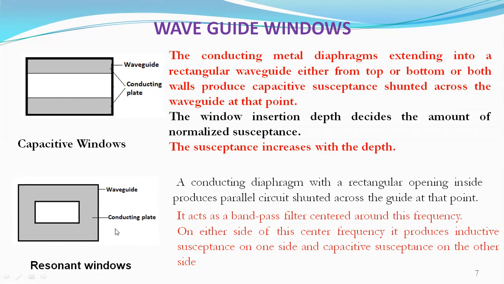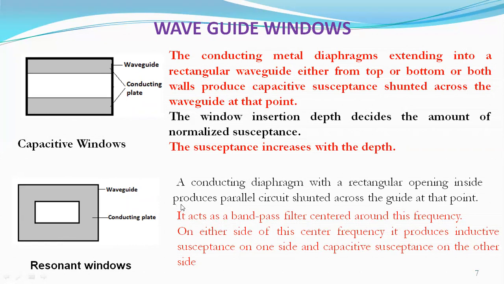If you want both inductive and capacitive susceptance in the rectangular waveguide, then you can insert the plates on all walls of the rectangular waveguide. The parallel one will provide the capacitance, and the vertical one will provide the inductance. This is the resonant one. It acts as a band pass filter also.